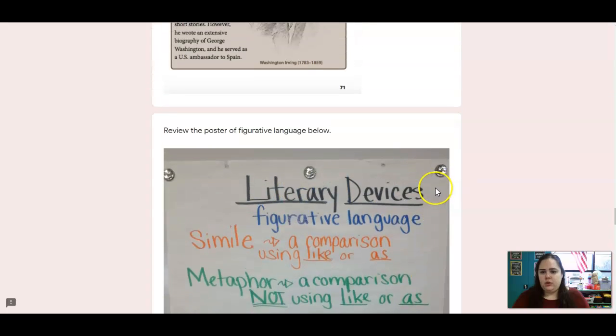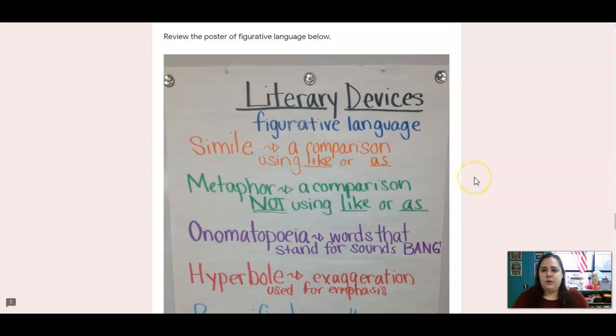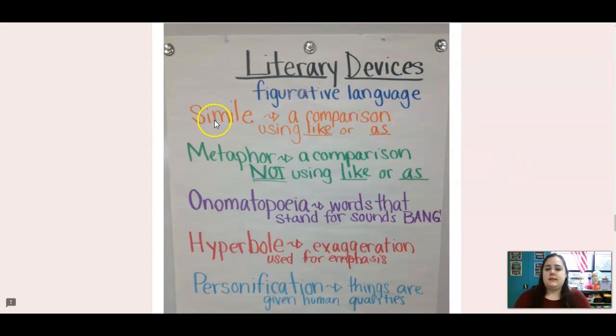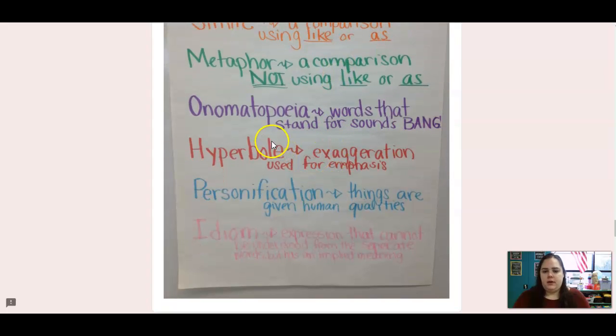All right, so here's a poster to help you out of some figurative language that we've been talking about. So simile is a comparison using like or as. Metaphor is the same thing, it's a comparison, except it doesn't use like or as. Hyperbole, that's a new one. Hyperbole is when you use exaggeration for emphasis. So when you're exaggerating, you're kind of being a little bit extra to make a point.